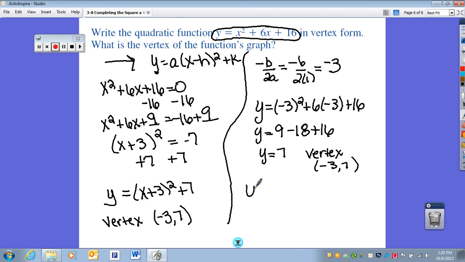So we can write the vertex form by putting in the vertex, and we look at the original standard form and find our leading coefficient. Our leading coefficient is 1, so then we write it as x plus 3, the quantity squared, plus 7. So we can use either method.